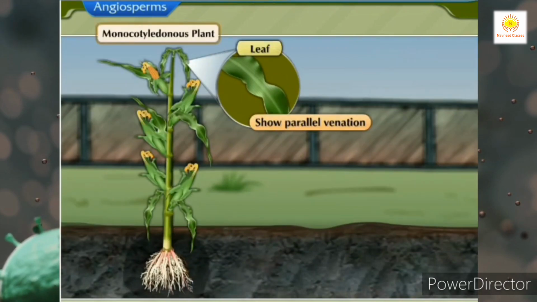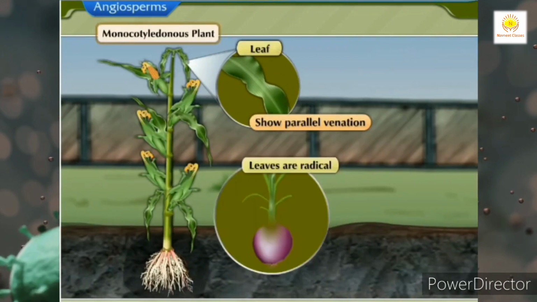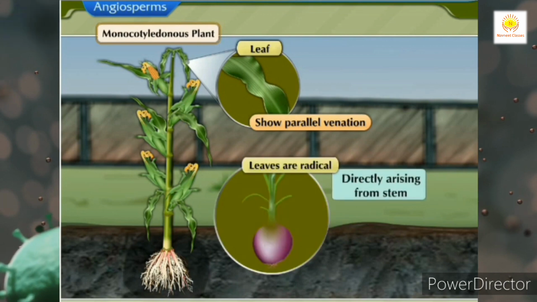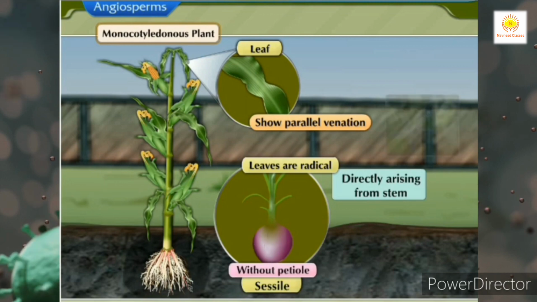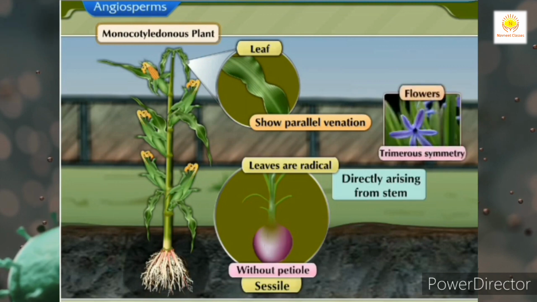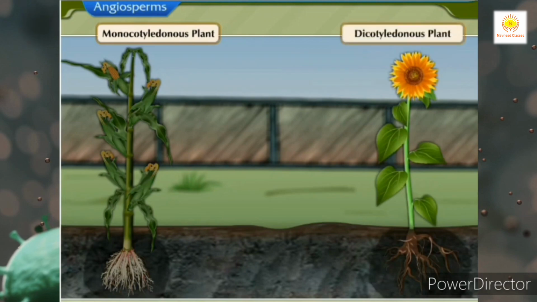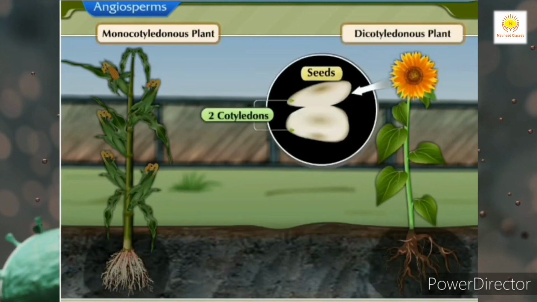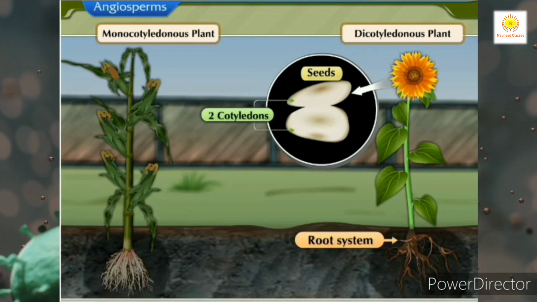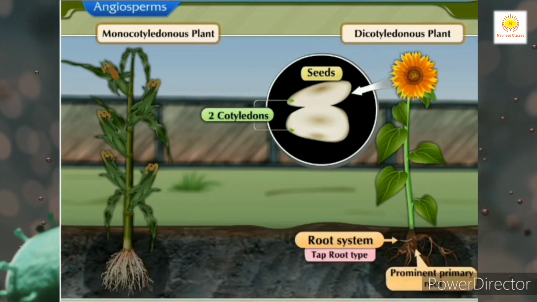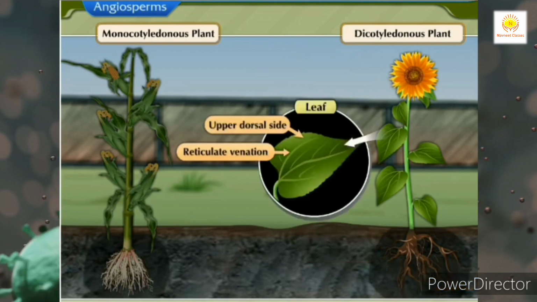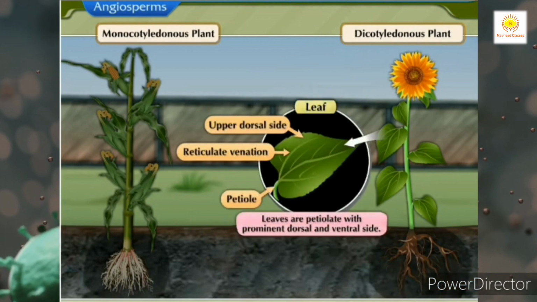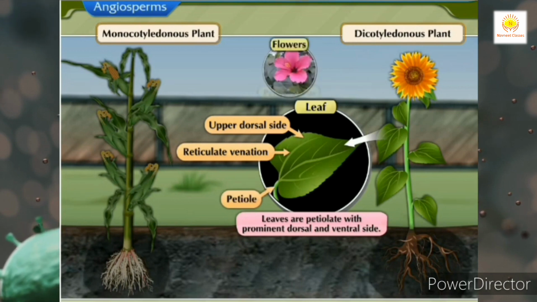The leaves show parallel venation. They are radical, that is, directly arising from stem, and are without petiole, that is, sessile. The flowers show trimerous symmetry. In dicotyledonous plants, the seeds show two cotyledons. The root system is of taproot type with prominent primary root. The leaves show reticulate venation. The leaves are petiolate with prominent dorsal and ventral side. The flowers are pentamerous.